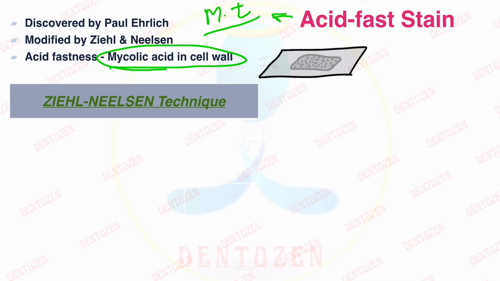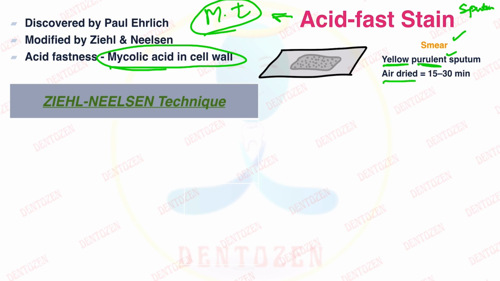So for these patients who have tuberculosis, sputum is the sample. So we take the specimen, sputum specimen, and from there we prepare the smear. We take the yellow part of the sputum, yellow purulent part of the sputum, and then it is spread over the glass slide. Then it is air dried for 15 to 30 minutes and heat fixed, passing it 3 to 5 times for 3 to 4 seconds. So that preparation of smear is important.